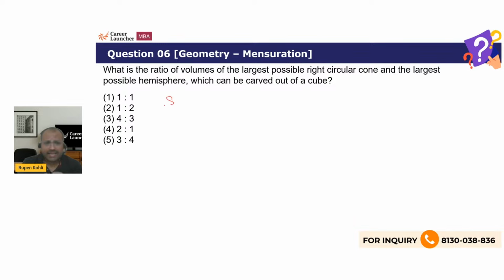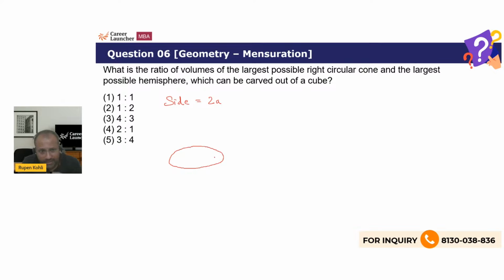Let's say the side length of the cube that is involved in this problem is 2a. Why I'm taking 2a? You'll just realize. You see, from this cube, we are carving out the largest possible two things. One is a right circular cone, and another is the largest possible hemisphere, right? So when we take the cone, the whole edge length of the cube will become the diameter of the cone, right? Isn't it? Because that is the maximum carving that we can do.